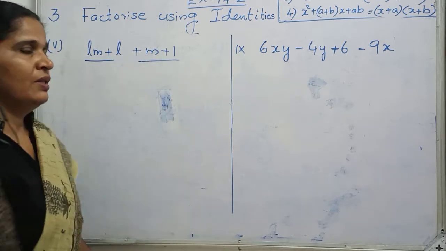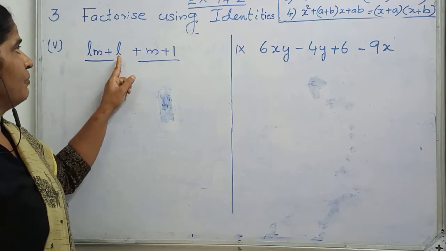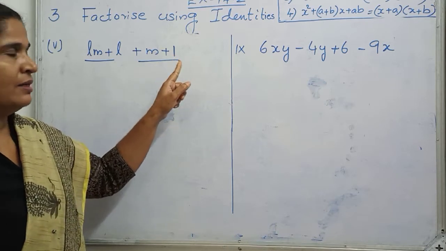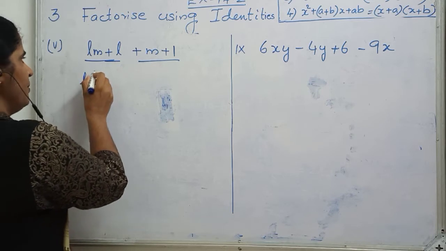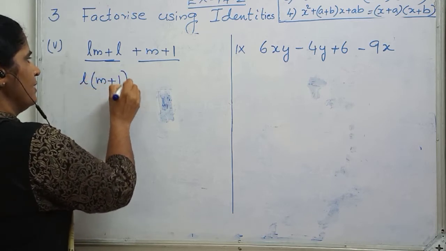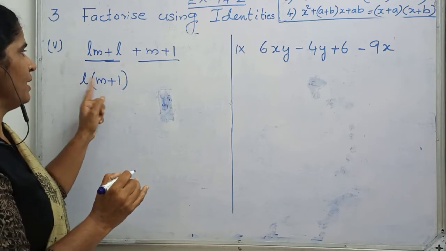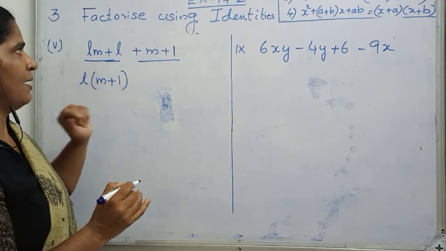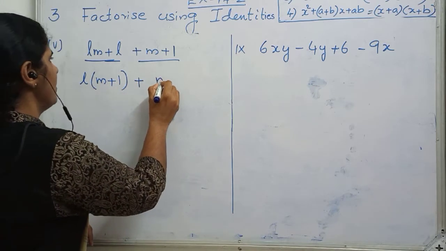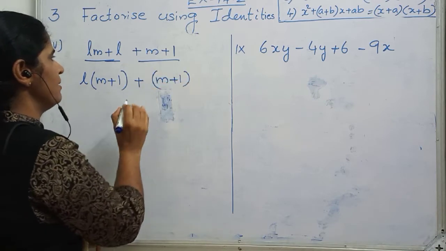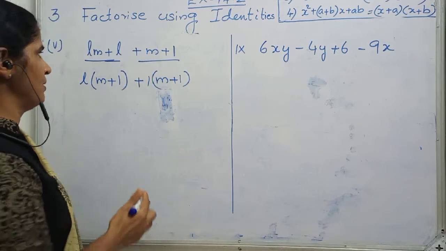Next, lm plus l plus m plus 1 is given. In this, there are 4 terms, so we group it. Firstly, lm plus l I am grouping together, and m plus 1. From the first two I am taking out l, and the remaining will be m plus 1. If there is no number, it is 1 into l, so when you multiply you get the same lm plus l. Then m plus 1 is already there, so I am writing this m plus 1 itself inside a bracket. That is 1 time m plus 1.